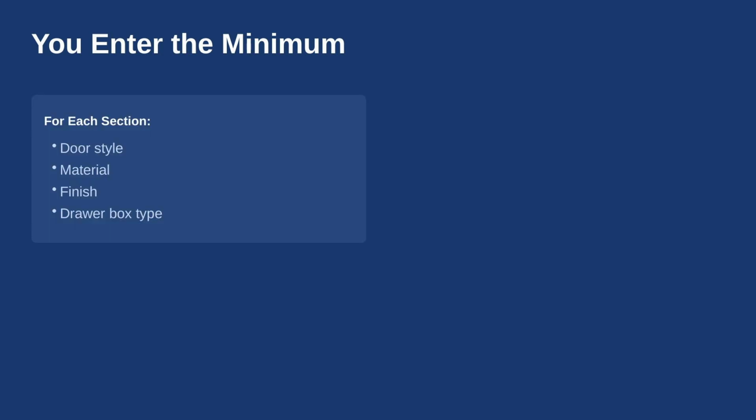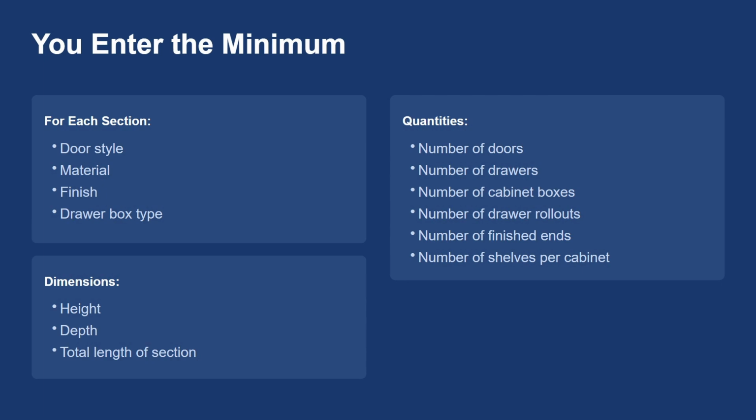When you enter a cabinet section into Quickbid, you enter the minimum. You separate your orders by rooms and sections, and then for each, you specify your door style, material finish, and drawer box type. Then you enter the height, depth, and total length of the cabinets in that section, not each individual cabinet. You tell it how many doors, drawers, cabinet boxes, rollouts, and finished ends. That's it. For each cabinet group, indicate whether the interiors are standard, such as hard rock maple, or finished. For instance, a bookcase with wood and finish matching the doors would be classified as a finished interior.